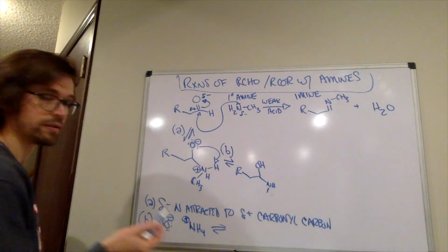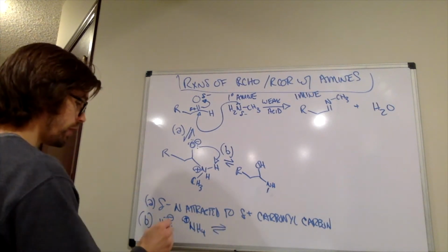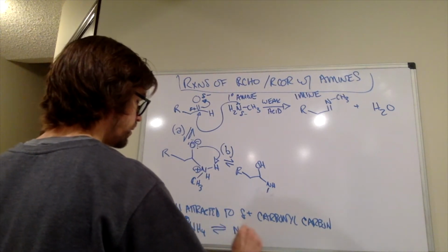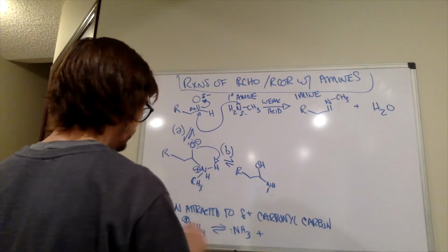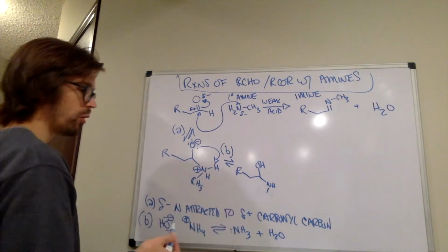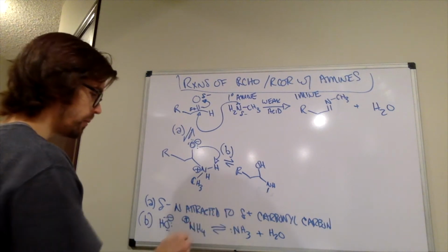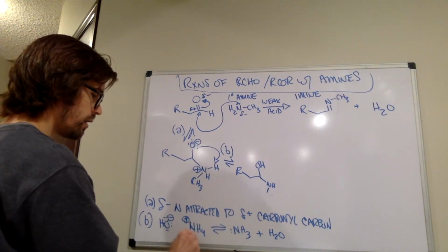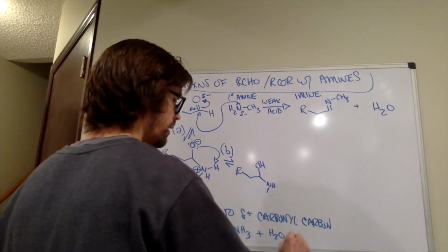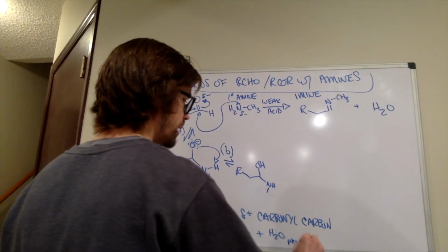What's on the other side of this acid-base equilibrium? Well, that OH minus is going to grab one of those protons, so that would form NH3 and H2O. Well, why would this step happen? Well, what side is favored in this equilibrium? The pKa of NH4 is around 9. The pKa of water is around 16.